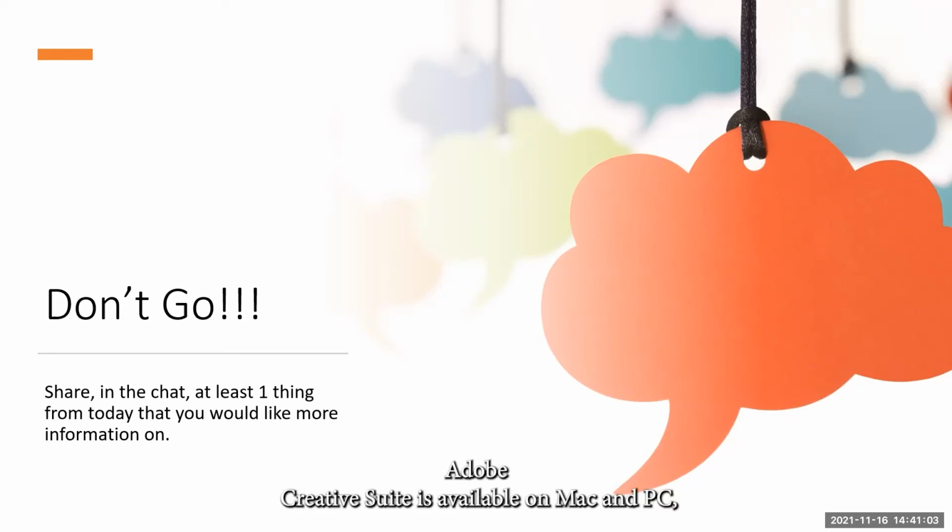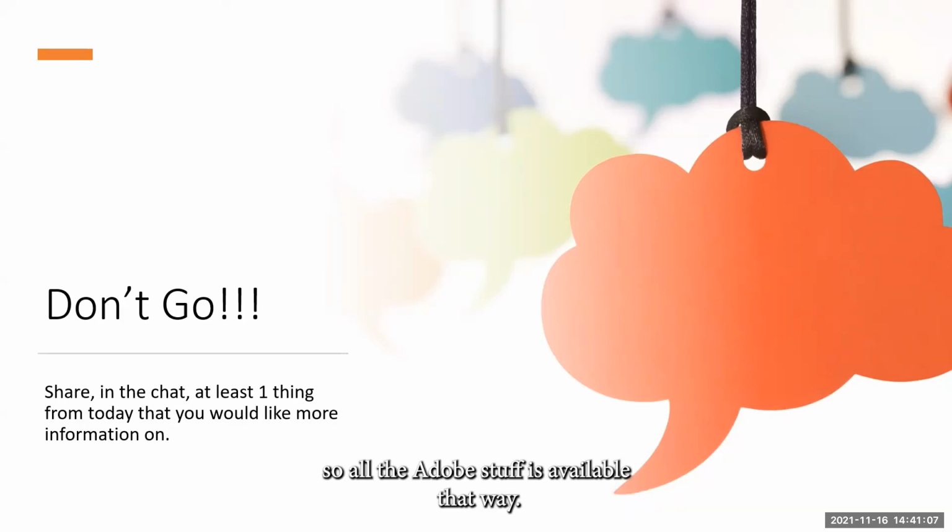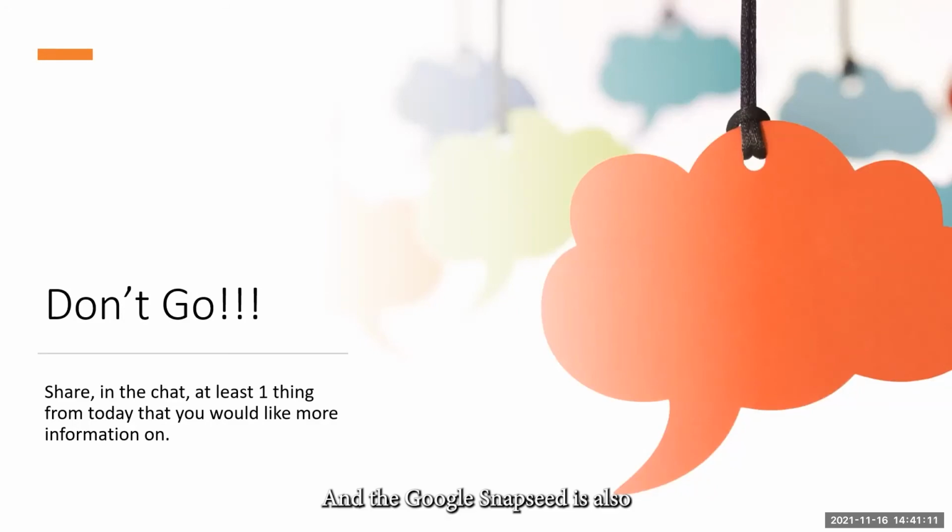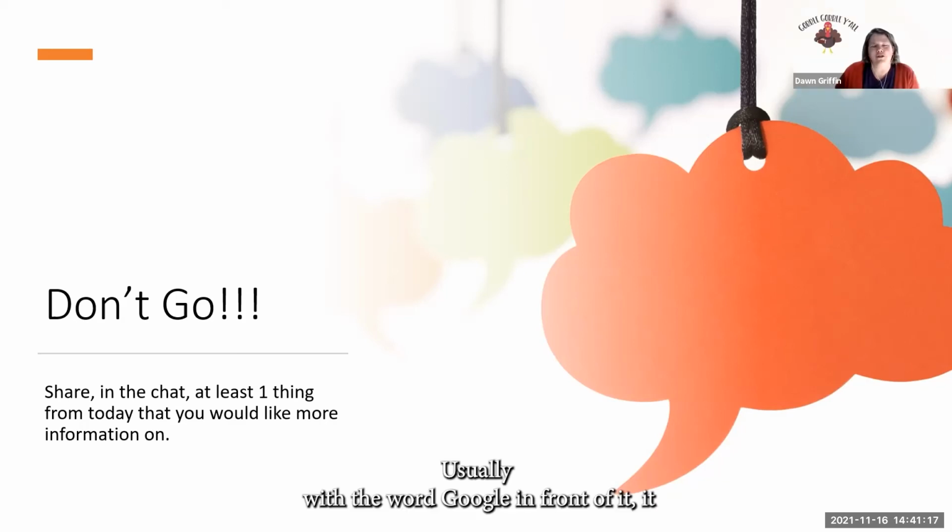Adobe Creative Suite is available on Mac and PC, so all the Adobe stuff is available that way. And the Google Snapseed is also available on iDevices in addition to Androids. Awesome. Thank you. Usually with the word Google in front of it, it doesn't usually correspond.